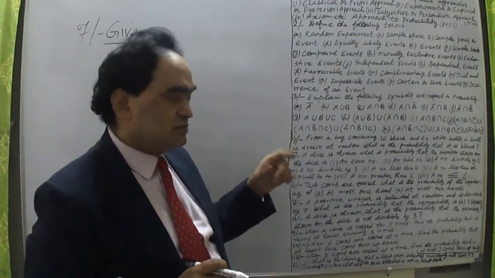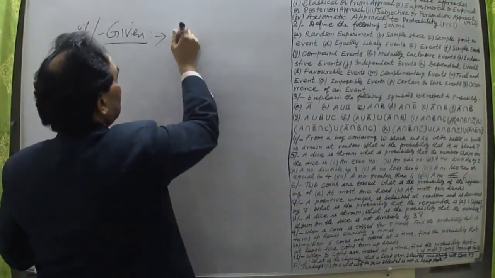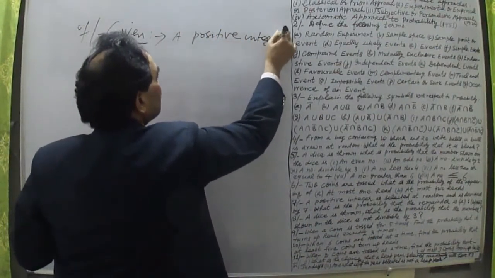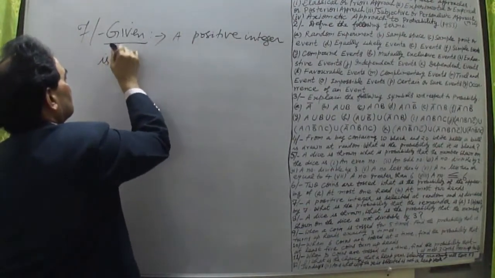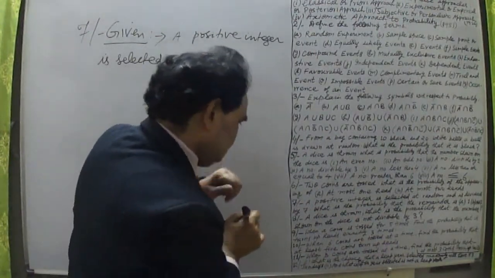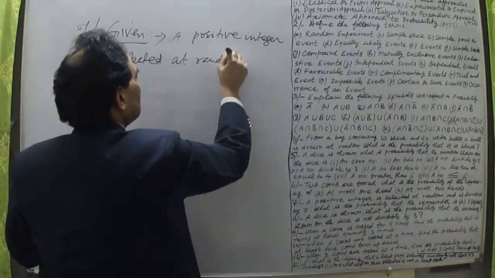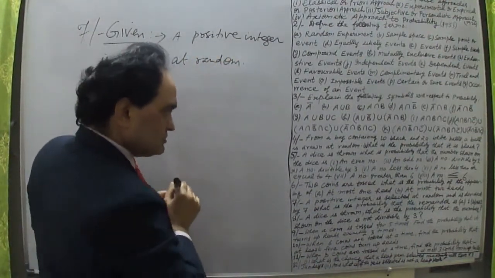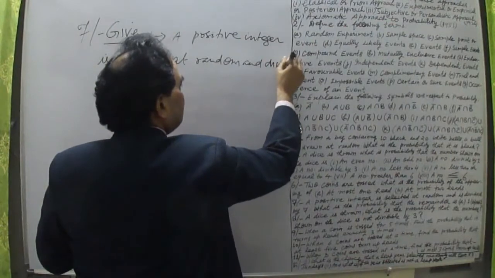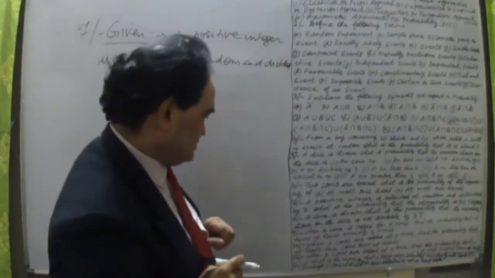There is A part and B part, not just 1. Remainder is 1. Now let me first write it down. What is given to us? A positive integer is selected at random. No problem. Now try to understand this question. n is divided by 7. This is the question.